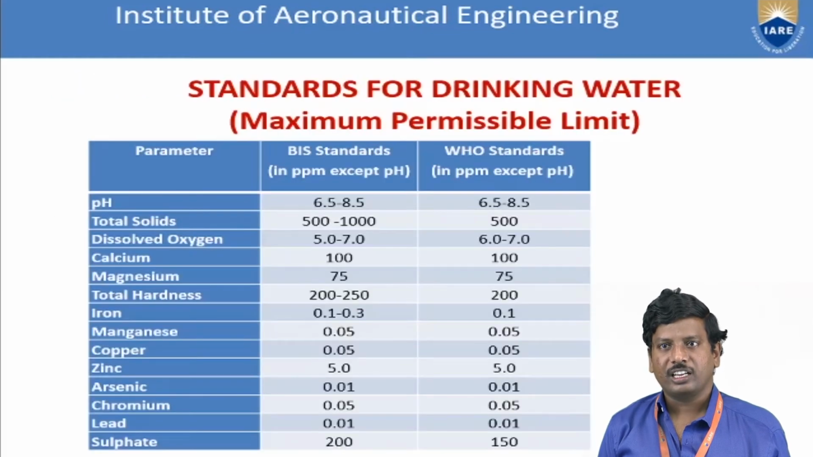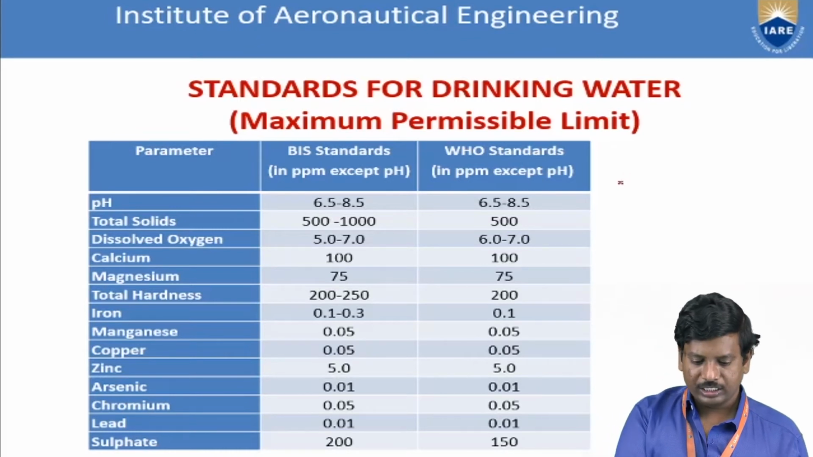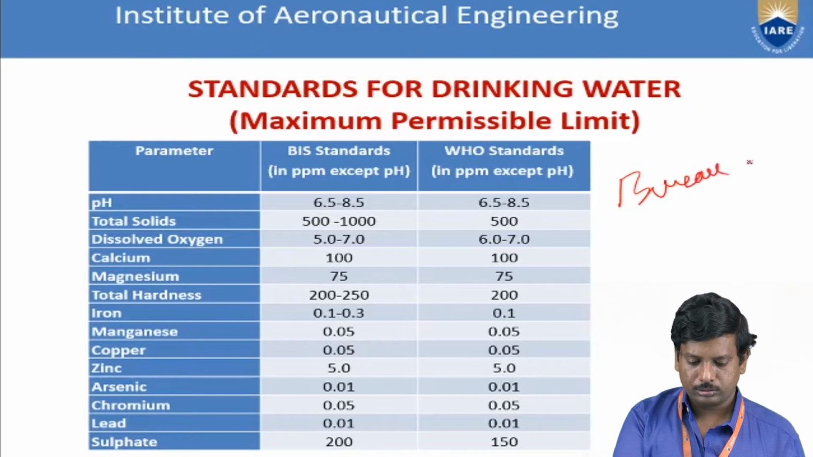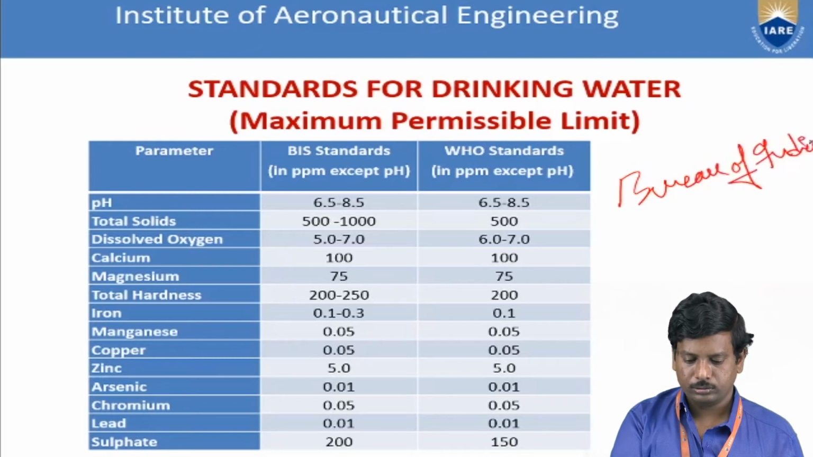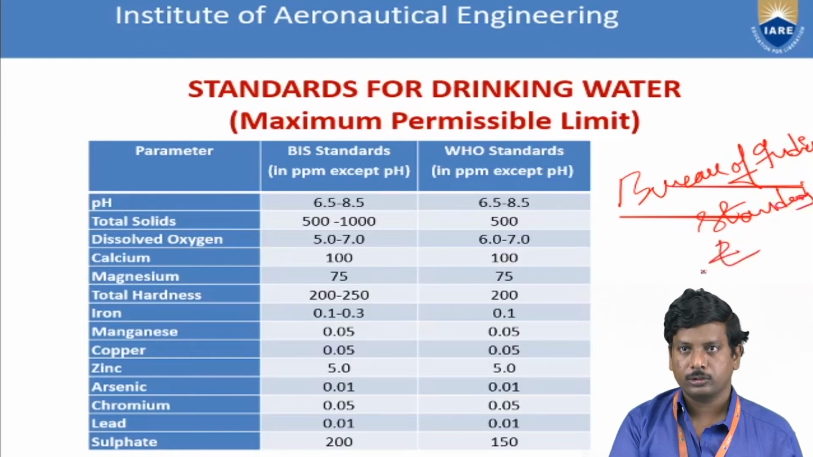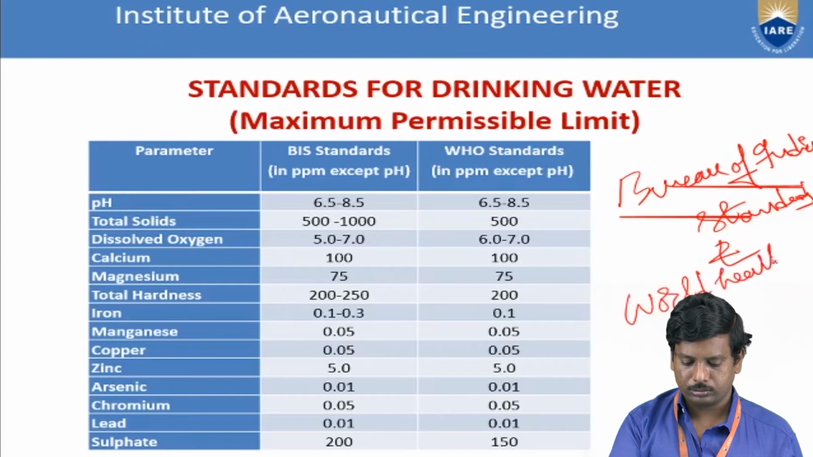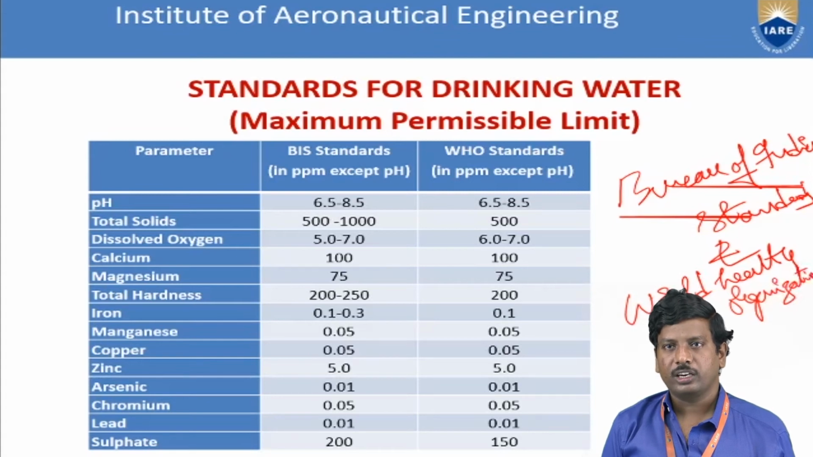These are standards for drinking water and maximum permissible limits based on the Bureau of Indian Standards and World Health Organization standards. BIS means Bureau of Indian Standards, and WHO means World Health Organization. So depending upon these two standards, some drinking water quality parameters up to the maximum permissible limit are defined.